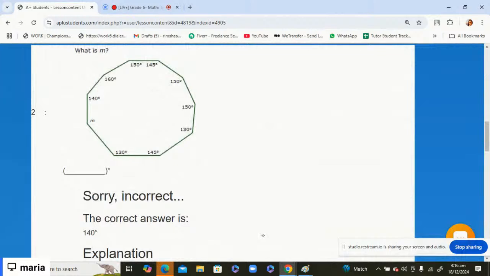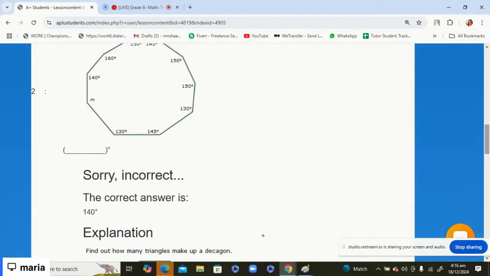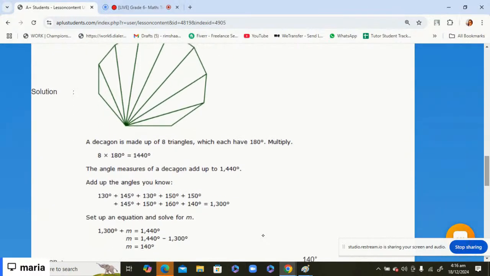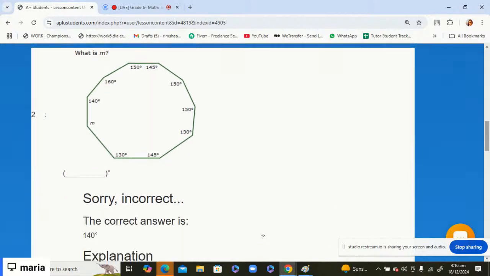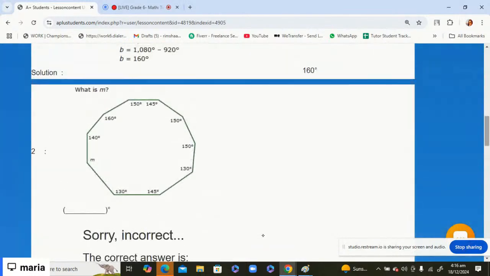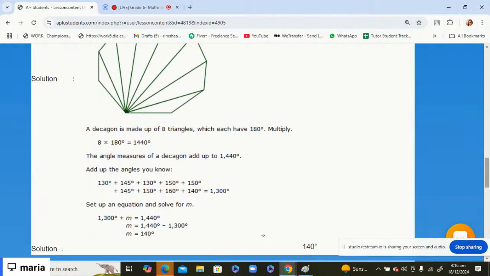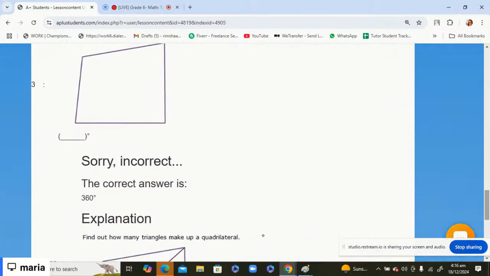Now look at here. How much of this? 1, 2, 3, 4, 5, 6, 7, 8. Okay. These are 8. So just multiplying 180 with the 8. Now just adding the angles. 130, 145, 130, 150, then again 150. Measure only 4 or 5 angles and then just subtract from 1440 in the end. This is basically it.